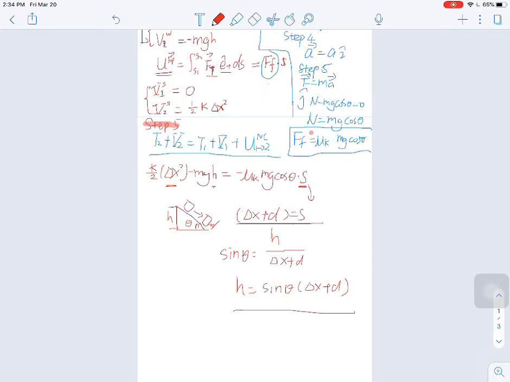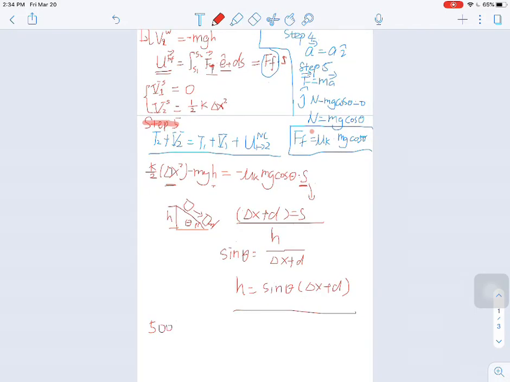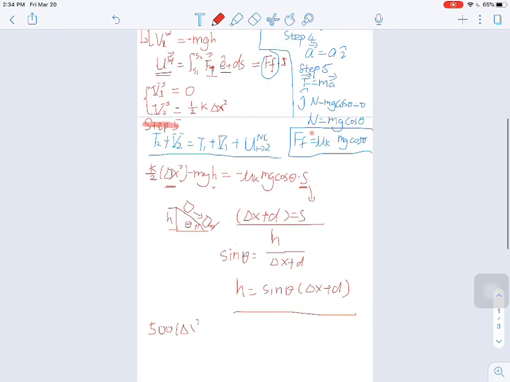So eventually your delta x is in a quadratic equation as 500 delta x squared minus 30.4 delta x minus 22.8 equals 0. So you can solve this.